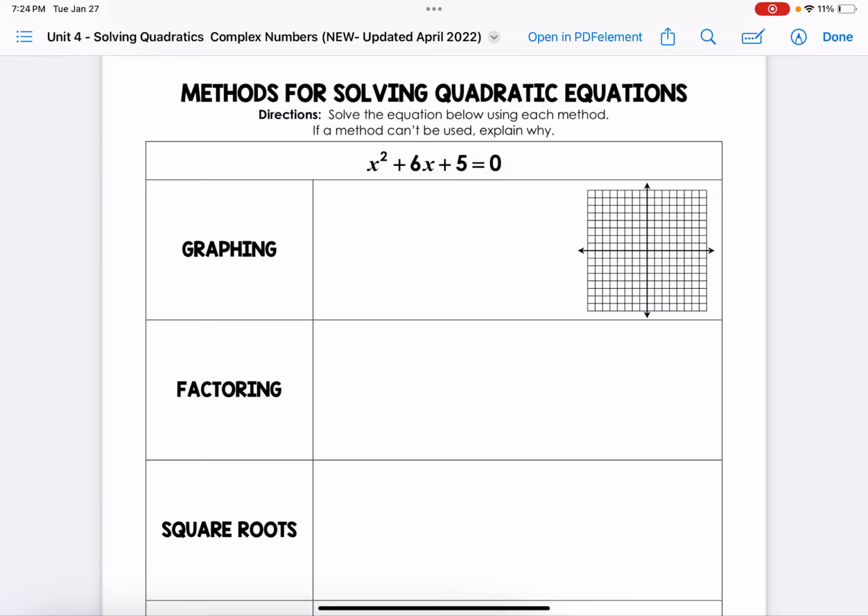Hi, math friends. I think this is the next page that you are ready for in your notes, but we're actually going to skip over it today. If you want to do it as a bonus, I will make that extra credit.